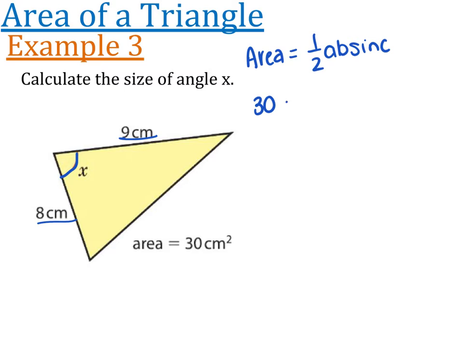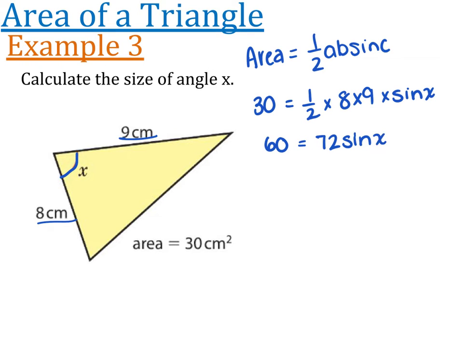So 30, which is the area, is 1/2 times 8 times 9 times the sine of X. If I start to rearrange that, I'm going to do this in steps so I can show you what I'm doing. Multiply everything by 2. I end up with 60 is equal to 72 times the sine of X. So 60 divided by 72 is going to give me the sine of X.